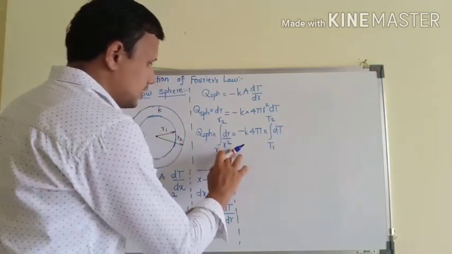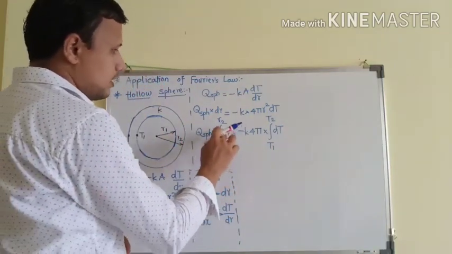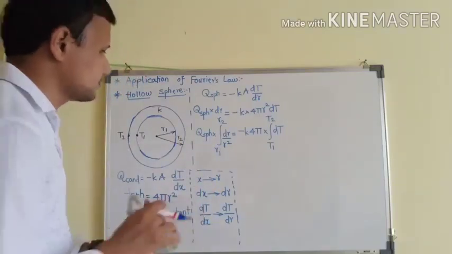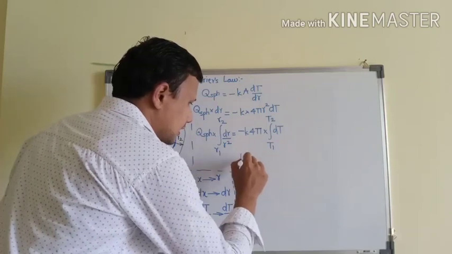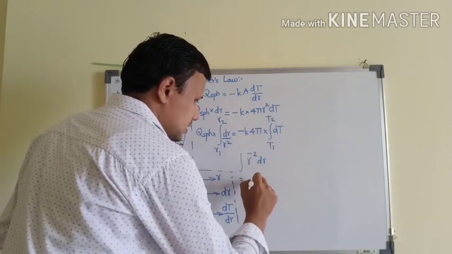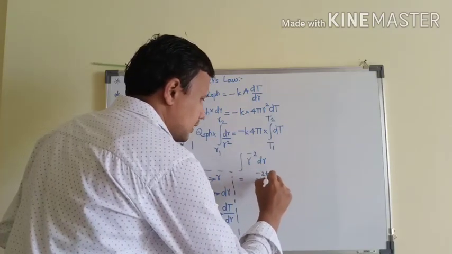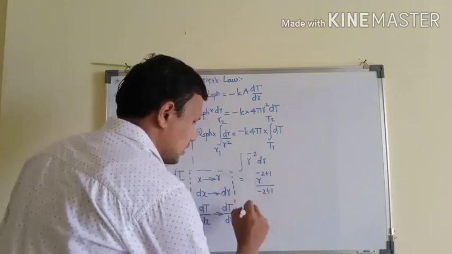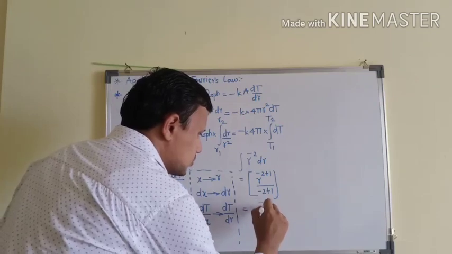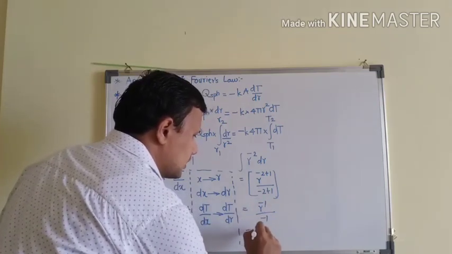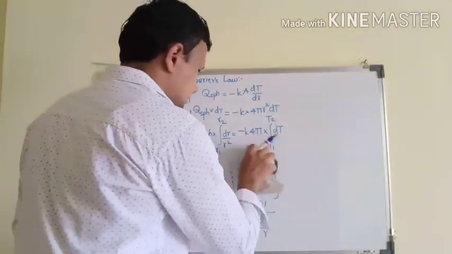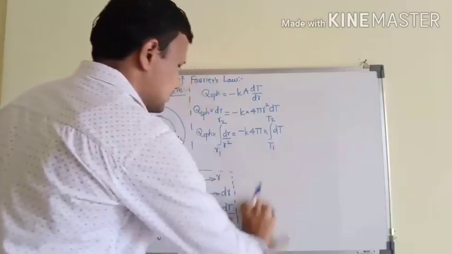Now this is very similar to the integration of 1 upon x square with respect to x itself. We can integrate it as the integration of r raised to minus 2 with respect to r. So ultimately this will be equal to r raised to minus 2 plus 1 upon minus 2 plus 1, and then we will apply the limits of integration. Ultimately this will give r raised to minus 1 upon minus 1, so this will become minus 1 upon r. On the basis of this, we can directly write down our answer.